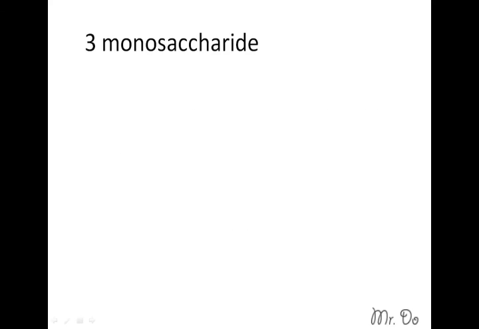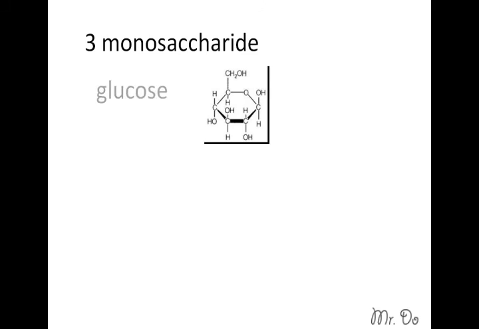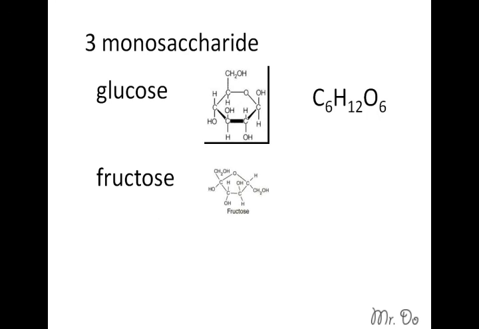There's 3 monosaccharides. One of them is called glucose. It's the 6-carbon ring that we saw earlier, and the formula is C6H12O6. Another one is called fructose, and that has the structure of a 5-carbon ring. And the formula is the same. And then the last one is galactose. Now we don't have to worry much about galactose. We'll focus more on the other two.